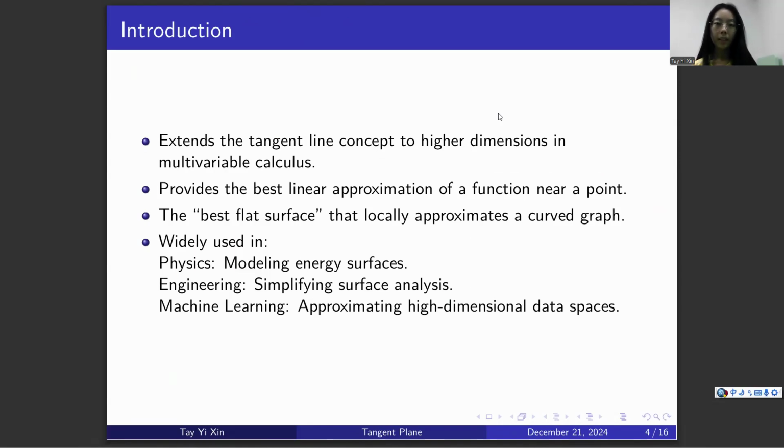In multivariable calculus, the tangent plane extends the idea of a tangent line to higher dimensions. It provides the best linear approximation of a function near a specific point, capturing both its value and rate of change. Geometrically, the tangent plane is like a best flat surface that closely fits a curved graph locally. This concept is essential in physics, engineering, and even machine learning, where we often need to simplify complex surfaces or analyze local behaviors effectively.